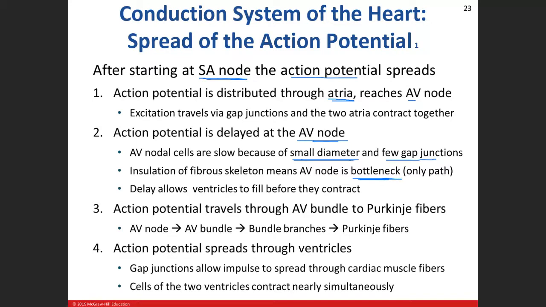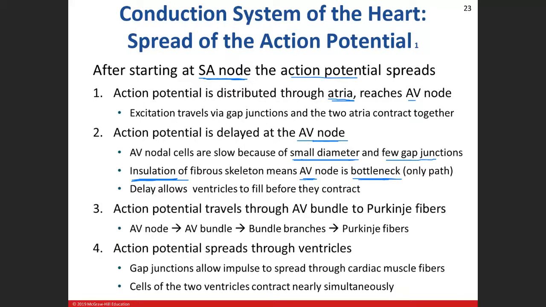We have a smaller diameter, fewer gap junctions, and the fact that we've insulated the area so the action potential can't escape. It can only go in one direction into one place, and that's towards the AV node here. All of that allows us that brief pause, so the ventricles can finish filling up before they contract.